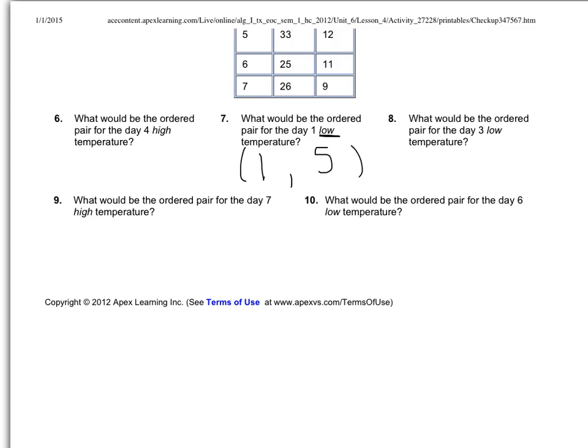Number 9, what would be the ordered pair for the day 7 high temperature? Remember, high was our column on the left, and low was our column on the right. The high temperature for day 7 was 26, so it would be the ordered pair 7, 26.